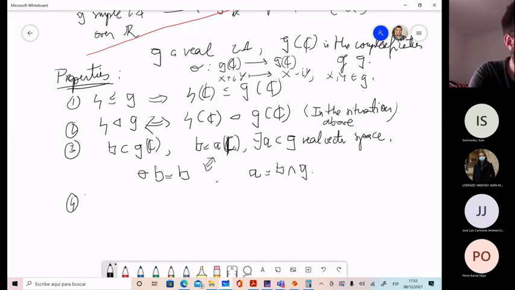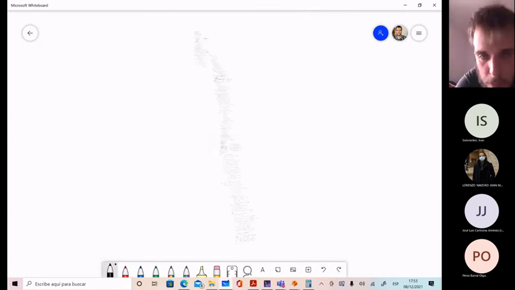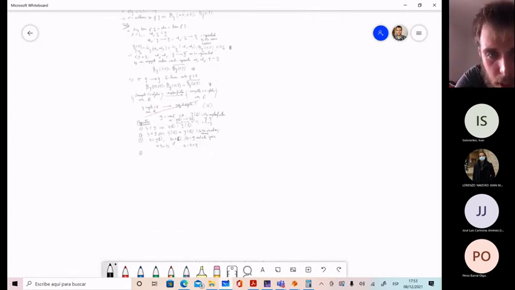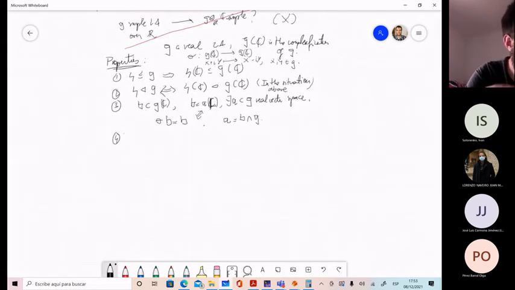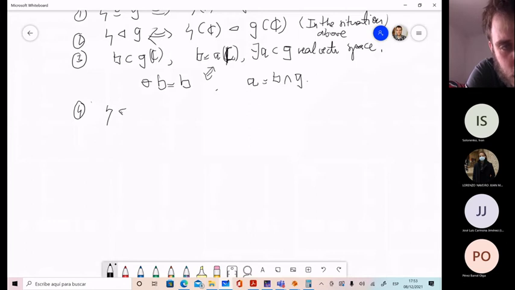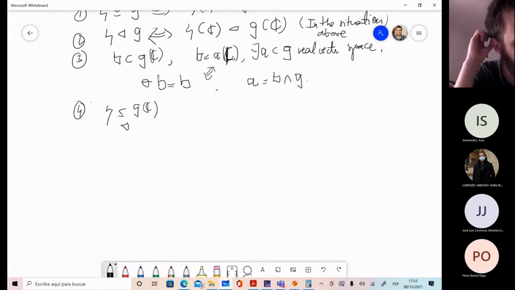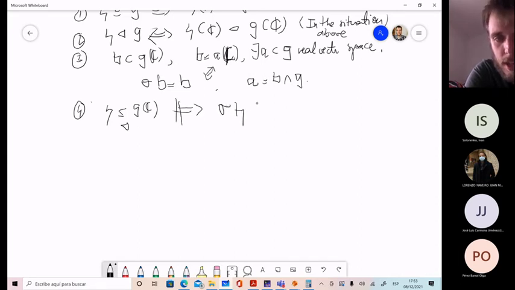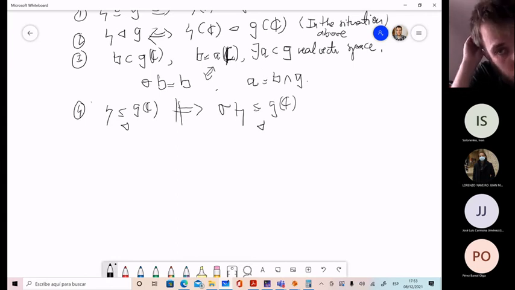Another property. Fourth property, if we start with H, I'm struggling with my screen now. Okay, now it's good. So if H is a subalgebra of GC or an ideal, it doesn't matter, then the image of H under sigma is also a subalgebra or ideal, respectively, of the complexification of G.